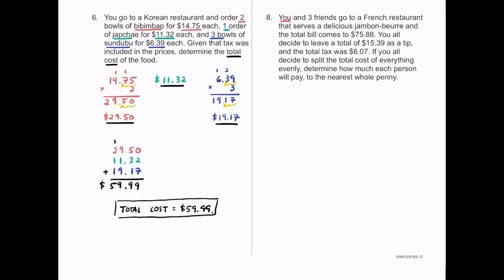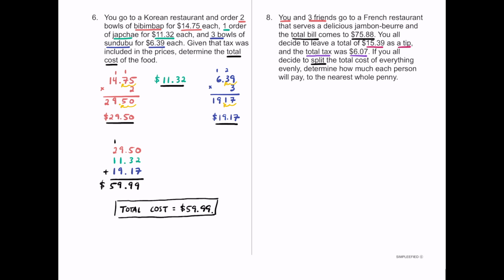For number 8, you and 3 friends go to a French restaurant that serves delicious, whatever this dish is pronounced. I'm not even gonna try, but maybe you can find out for me and let me know. And the total bill here is going to come out to this $75.88. You all decide to leave this $15.39 as a tip for the waiter or waitress, and then the total tax is going to be this $6.07. Okay, so if you decide to split everything, okay, so we're going to be splitting the entire bill.